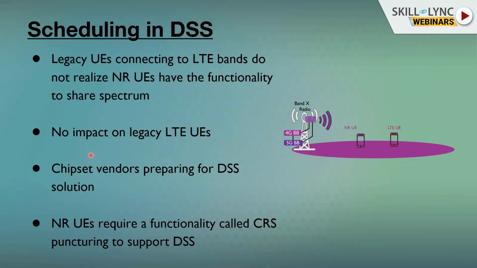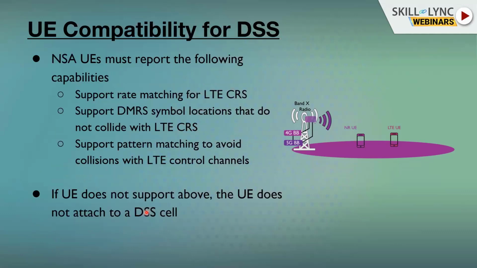The NR UEs require functionality called common cell-specific reference signal puncturing to support DSS. This is one of the DSS UE requirements. Some of the others include the UE needing to support rate matching. It needs to support DMRS symbol locations that do not collide, so it needs that collision avoidance at the MAC layer. If it didn't do that, then DSS just won't work because you'll have collisions between LTE and NR transmissions. It also needs to support pattern matching to avoid collisions with LTE control channels. And if the UE does not support the above, no problem. It does not need to attach to the DSS cell.